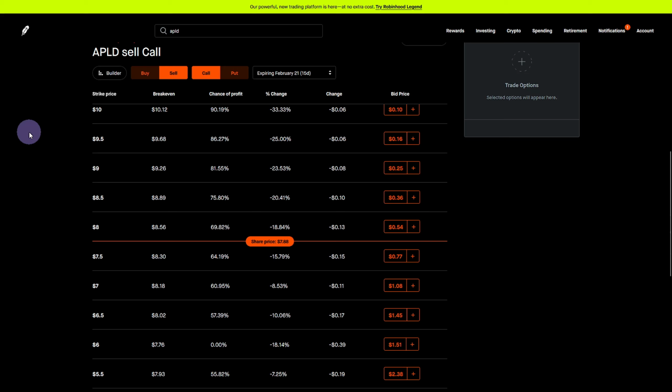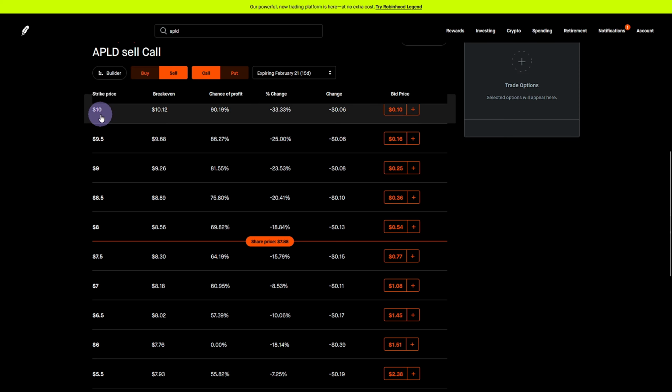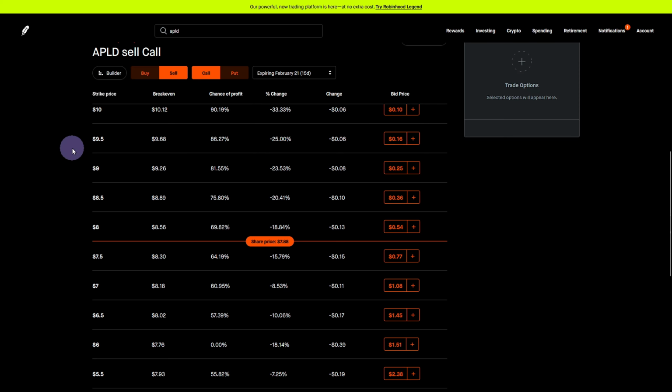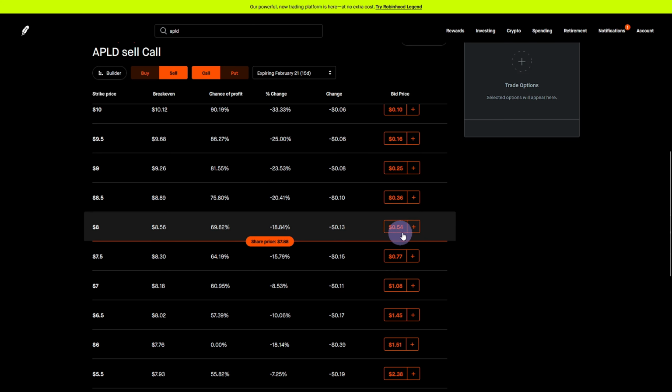Selling a call is the other side of that contract. We call this a covered call. If you own 100 shares of Applied Digital, you can decide that you are willing to let your shares go for $8 on or before the 21st, 15 days from now. And instead of paying the premium, this $54, you would receive it.